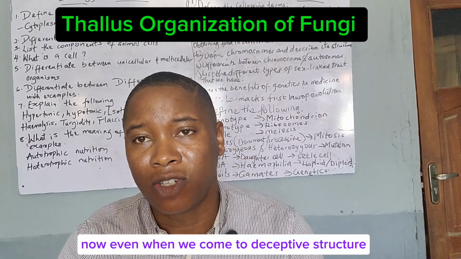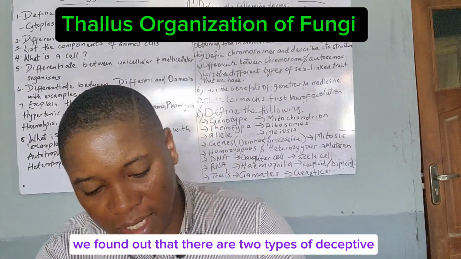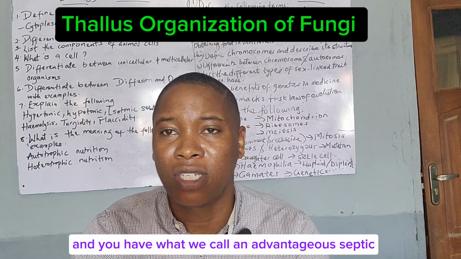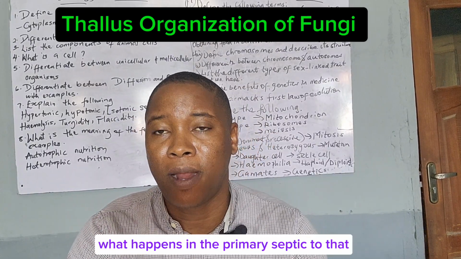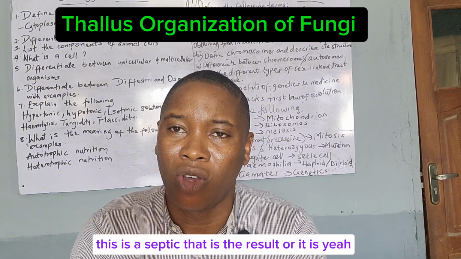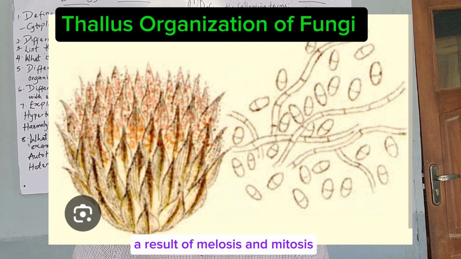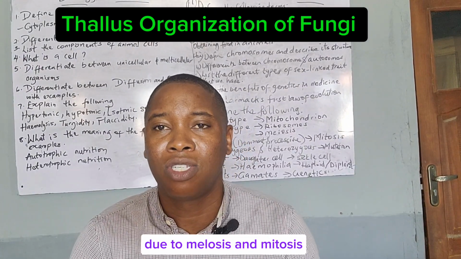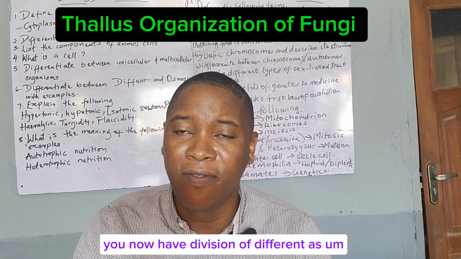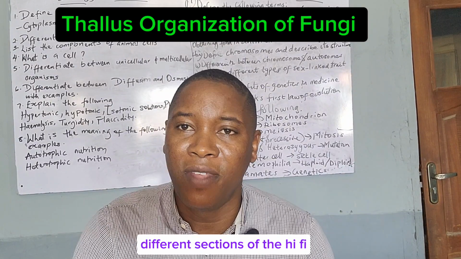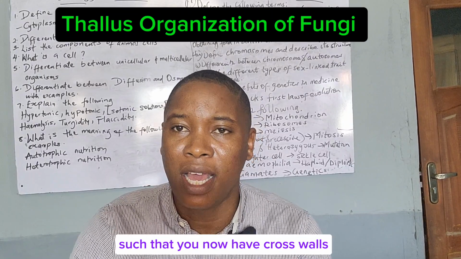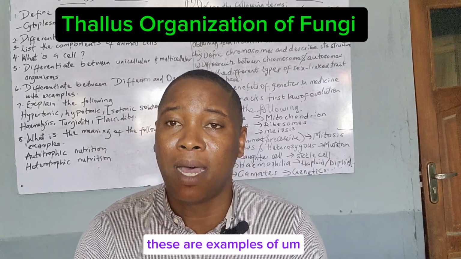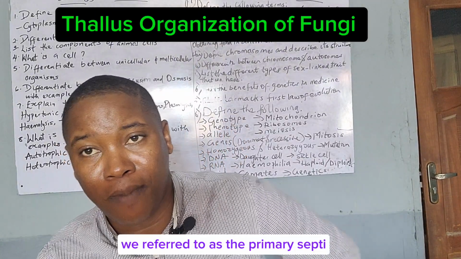Now, even when we come to the septate structure, we found out that there are two types of septate structure. You have what we call a primary septum, and you have what we call an adventitious septum. The primary septum is a result of meiosis and mitosis. As the fungus continues to develop, due to meiosis and mitosis, you now have the division of different sections of the hyphae, such that you have cross walls, and within these cross walls, you have nuclei. These are examples of what we refer to as the primary septae.